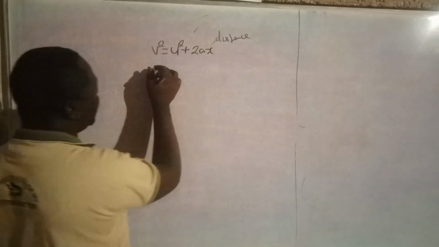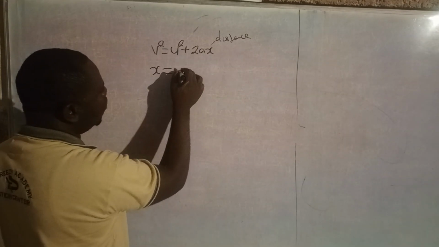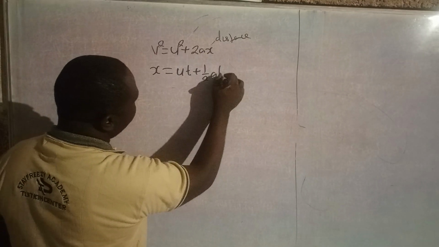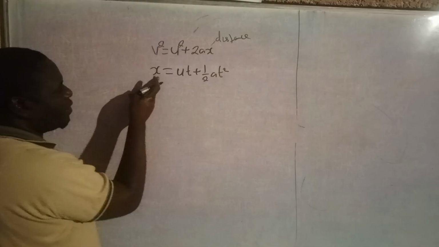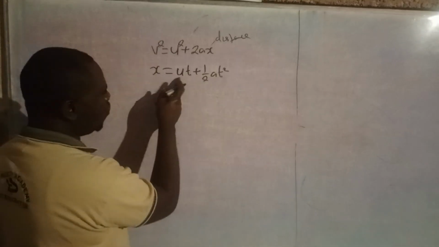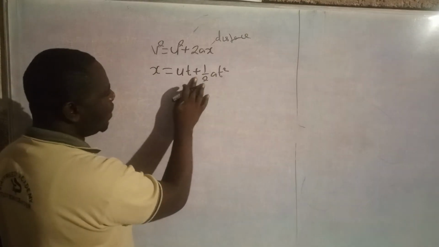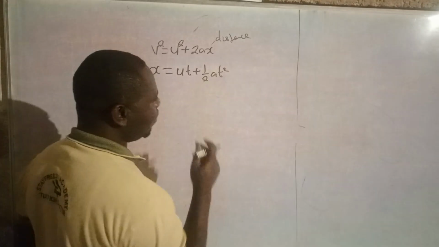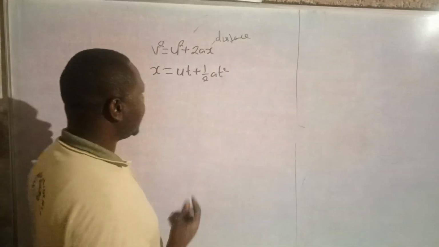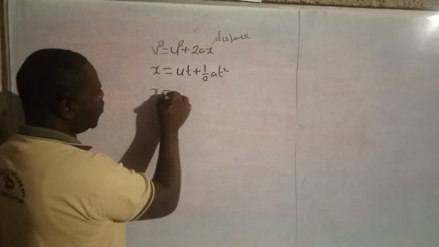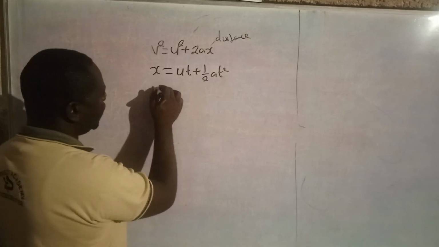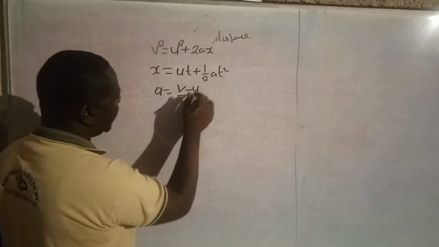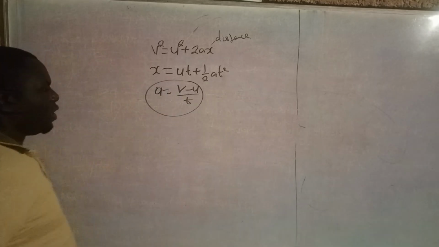Okay. The other formula is x, which is the distance, is equal to ut plus 1 over 2 at squared. So x is our distance, u is initial velocity times time t, plus 1 over 2 a, acceleration, and t squared, which is time taken. Then apart from that, acceleration is equal to v minus u over time taken.